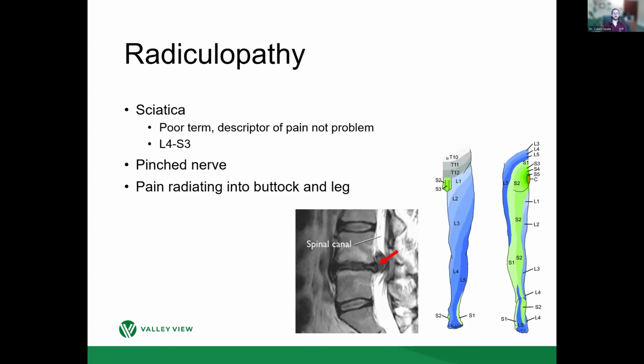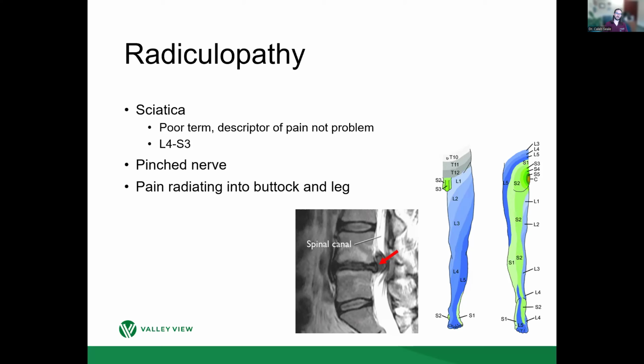A radiculopathy. So sciatica is often the term that's used out in the community for radiculopathy. I think it's a relatively poor term because it doesn't really tell you what the problem is. It more is a descriptor of the pain. So for example, if someone says, yeah, my sciatica is really acting up, well, really what that's saying is that you're having some nerve pain in the sciatic nerve, but the sciatic nerve is not the problem. The problem most often is coming from the back.